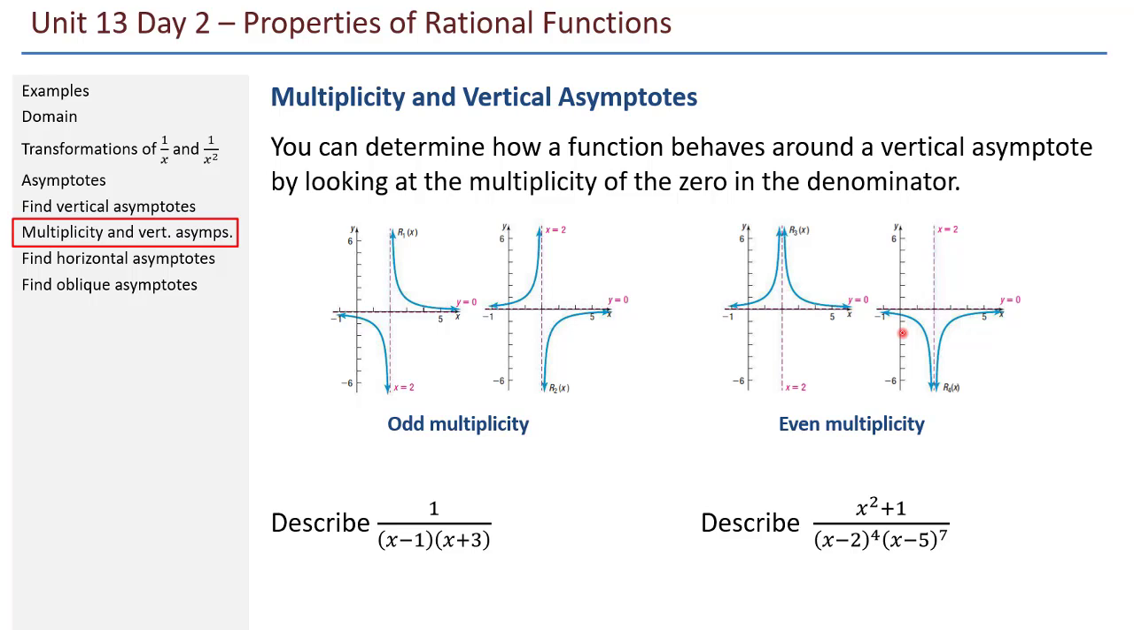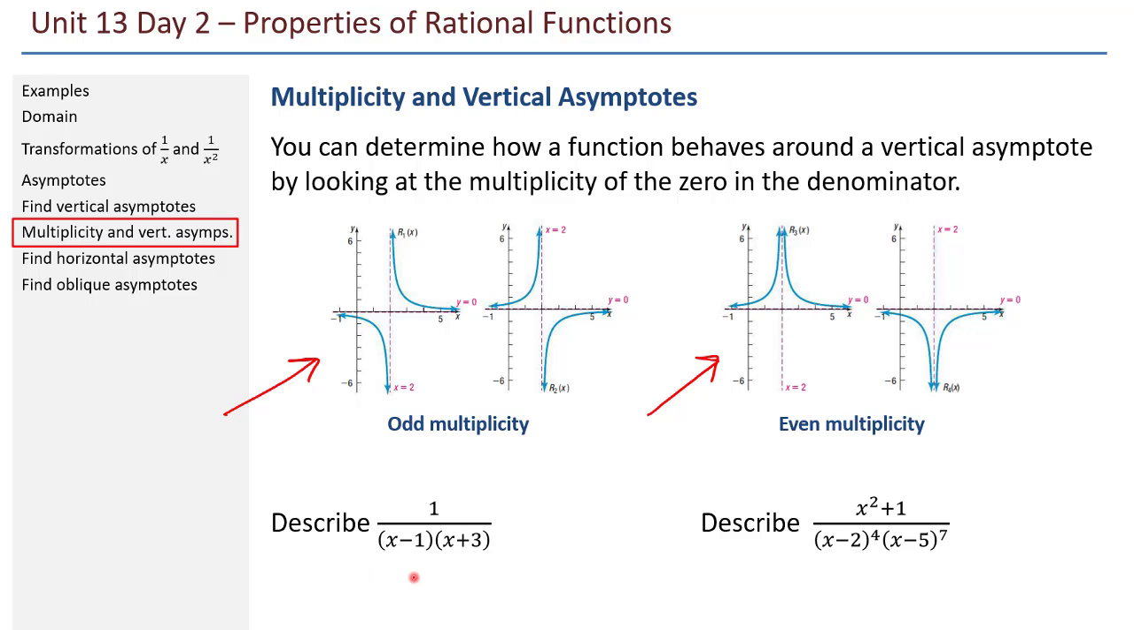But what kind of vertical asymptote is it? You can see sometimes you have a vertical asymptote where the graph splits in different directions. And sometimes you have a vertical asymptote where the graph stays on the same side. Well, it turns out that I can analyze the multiplicity of the 0 in the denominator to figure out how the graph behaves around the asymptote. Here it is. You can determine how a function behaves around a vertical asymptote by looking at the multiplicity of the 0 in the denominator. Okay, so what do I mean by that?